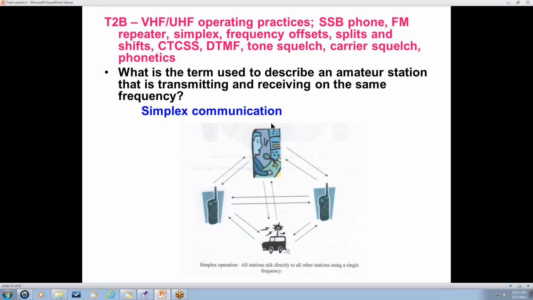VHF, UHF operating practices, single sideband phone, FM repeater simplex, frequency offsets, splits and shifts, CTCSS, DTMF, tone squelch, carrier squelch for that. I told you it'd get more technical and more fun, huh?